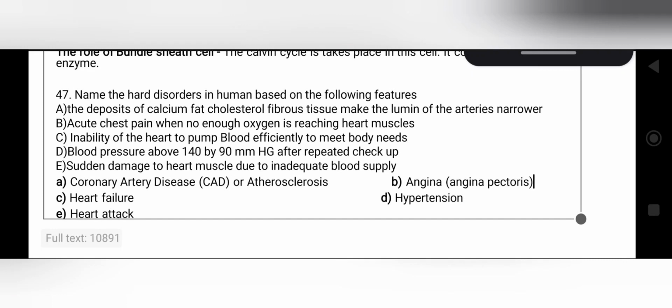C. Inability of the heart to pump blood efficiently to meet body needs. Heart failure. D. Blood pressure above 140 by 90 mmHg after repeated checkup. The answer is hypertension. E. Sudden damage to heart muscle due to inadequate blood supply. Answer is heart attack.